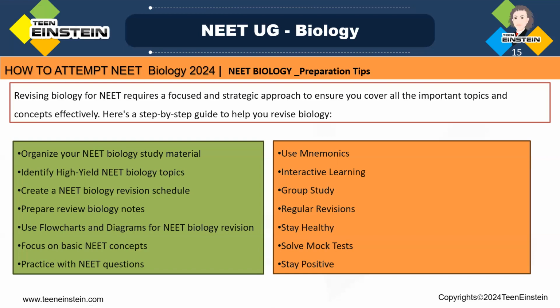So you need to focus on the basic NEET concepts. Okay. And practice with NEET questions, especially from the genetics side. You have to practice pedigree analysis, dihybrid crosses and all. Right. Then interactive learning. Some students are comfortable with group studies, right? So sit with your friends and discuss one topic with them. You people can teach each other, and like that also you can learn.